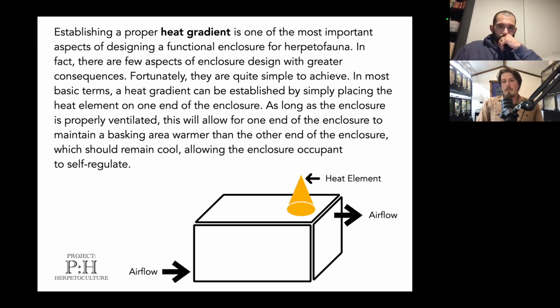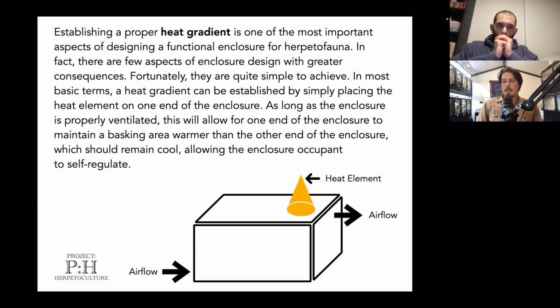And then I've got these two indicators of airflow, these two arrows. I noticed that the one close to the heat element is high up, and the one opposite the heat element is low down. And the reason for this is to represent essentially ventilation in an enclosure. So you want your ventilation in your habitat to be on a differential, essentially.